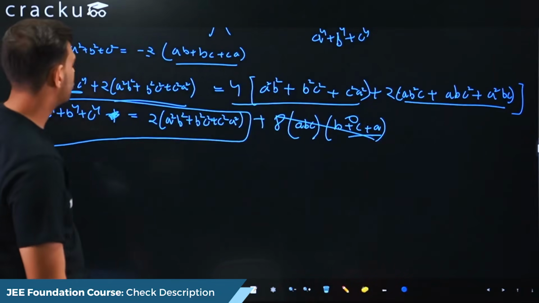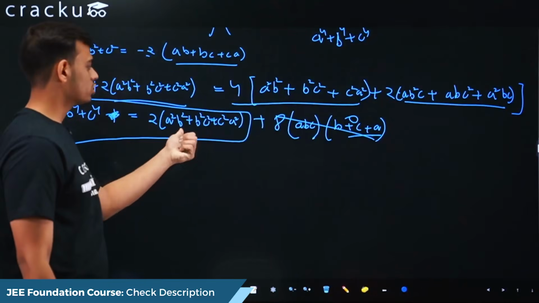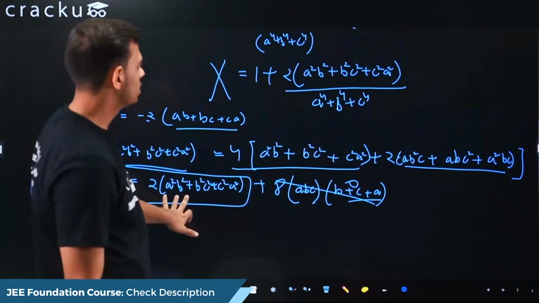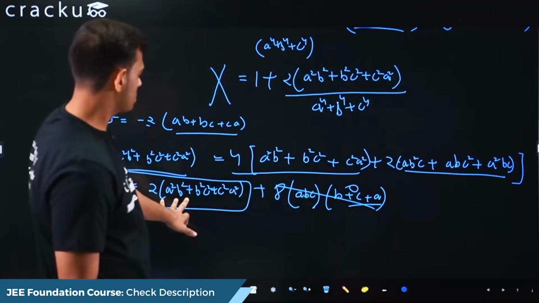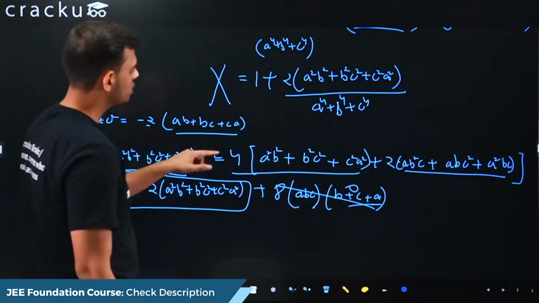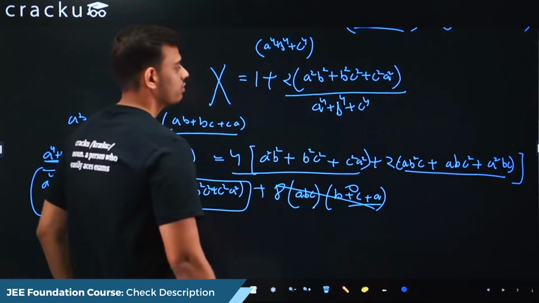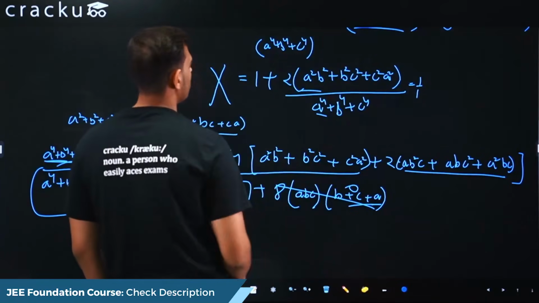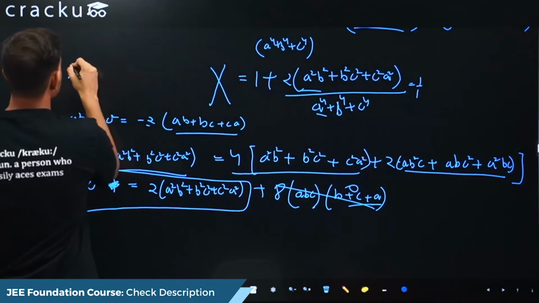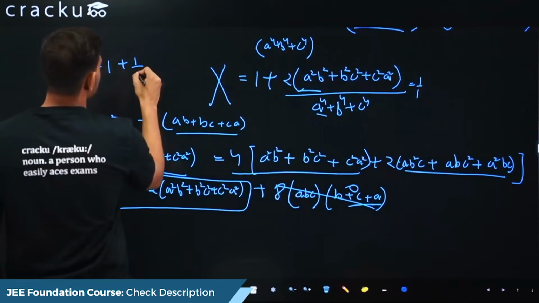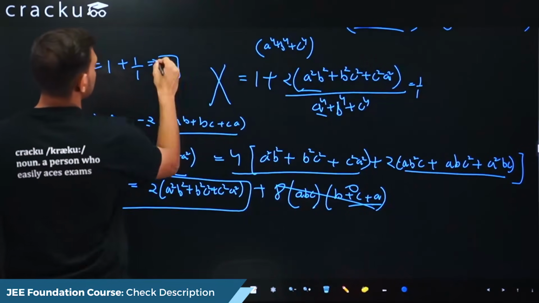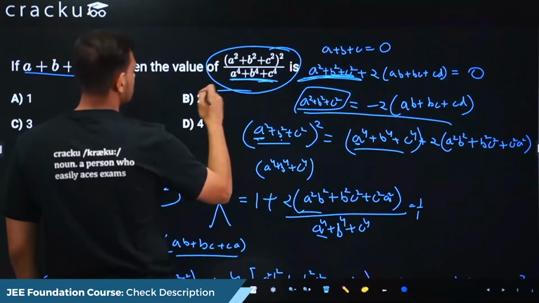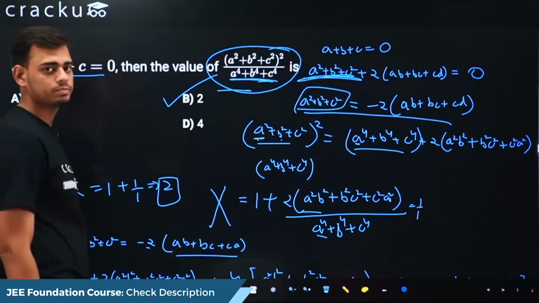a4, b4, c4, the sum of this is equal to twice of (a square b square, b square c square and c square a square). So this value comes out to be 1 by 1. Okay, because these two terms are equal. So value of expression is 1 plus 1 by 1, which is 2. The whole value of this expression is 2. Correct answer is option B. Okay.